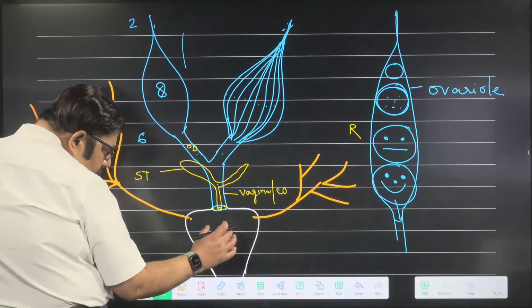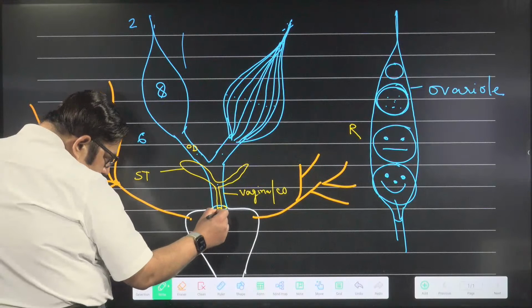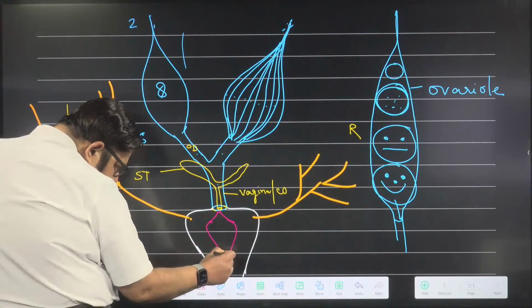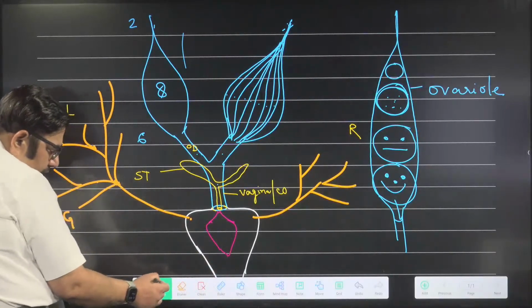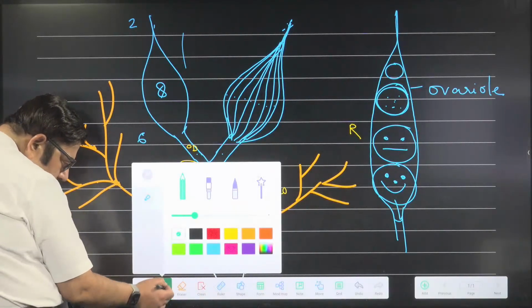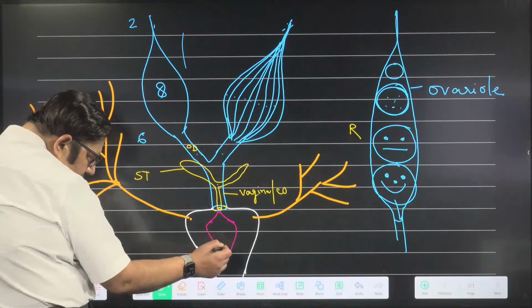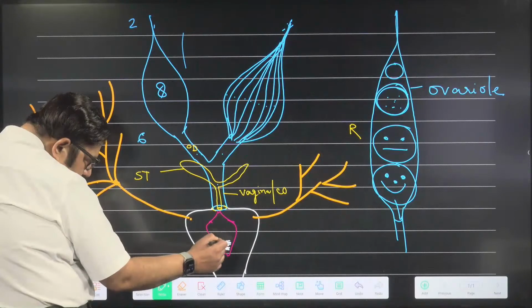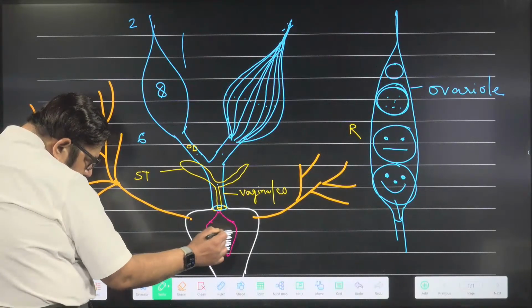Now, the spermatophore from outside looks like this. This is a spermatophore. You know that a spermatophore has sperms. It is full of sperms.